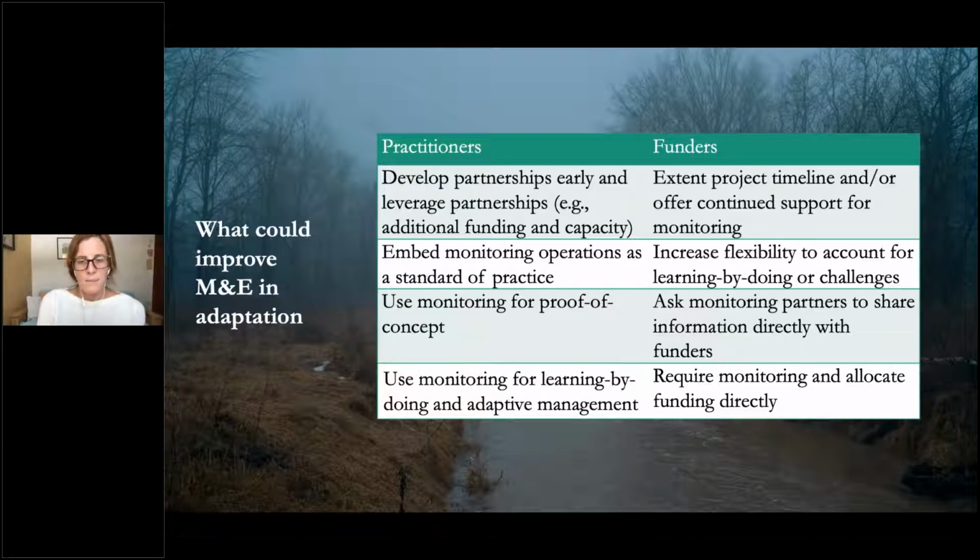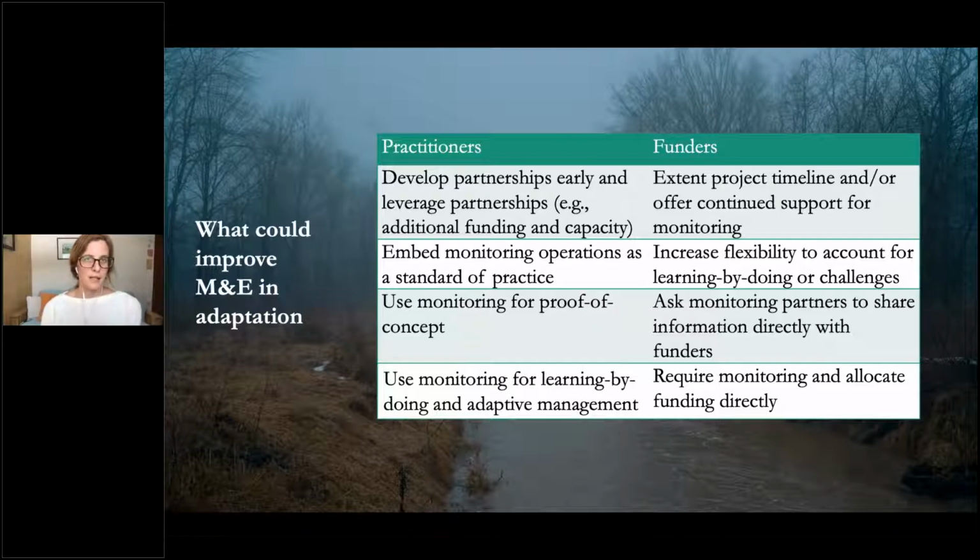So participants talked about having it be an arm of an organization where even a full staff time is dedicated to just monitoring of all projects. Use monitoring for proof of concept and using monitoring for learning by doing and adaptive management, not just the endpoint evaluation. And on the funder side, some of the recommendations included extending the project timeline and/or offering continued support for monitoring, increasing flexibility to account for challenges along the way.